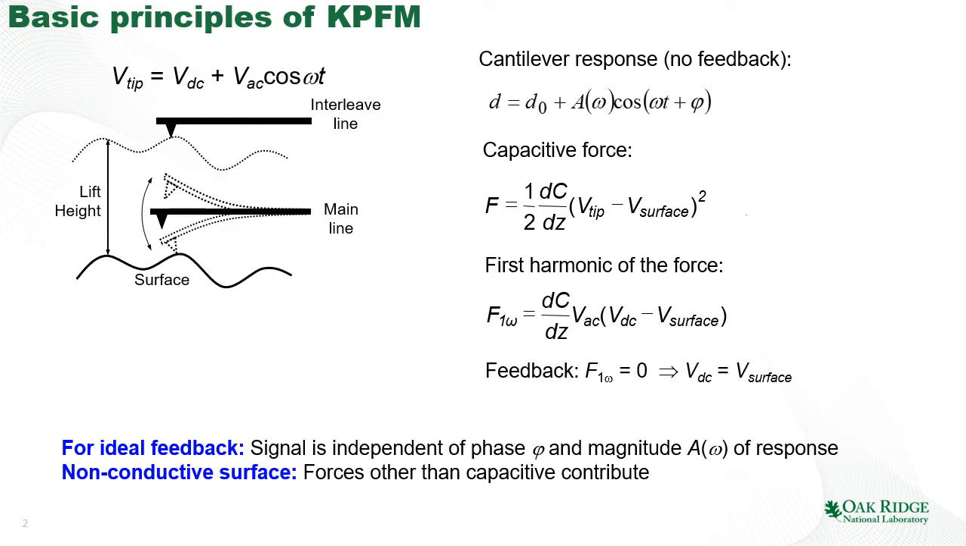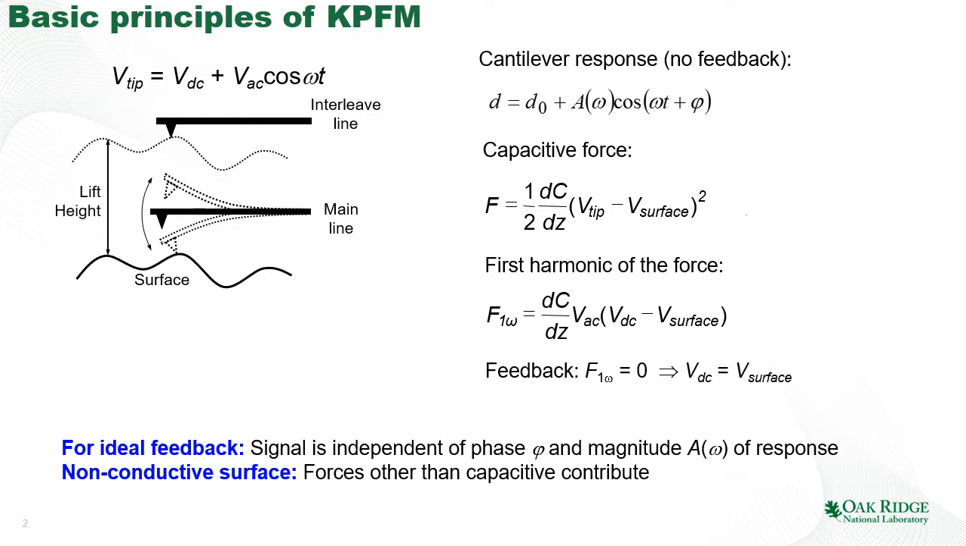It's trivial to show that this nulling condition corresponds to the case when the VDC is equal to the surface potential. So VDC is something that we control via the feedback. Surface potential is something that we want to measure. So the zero of the first harmonic of the force corresponds to the case when the VDC that we know is equal to the V surface that we want to measure, and therefore the map of the VDC gives us the map of the surface potential.